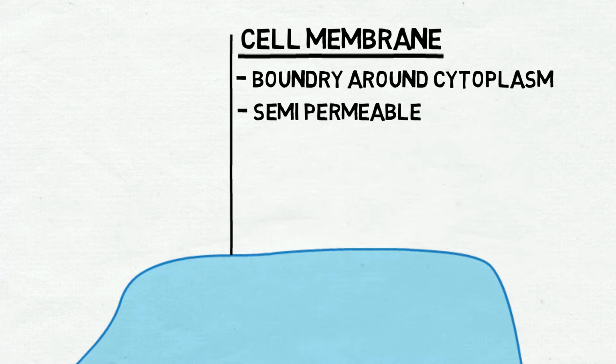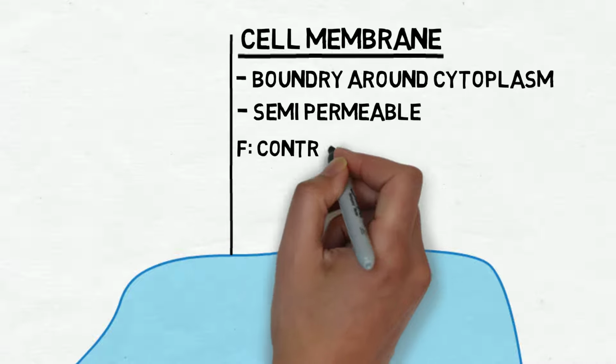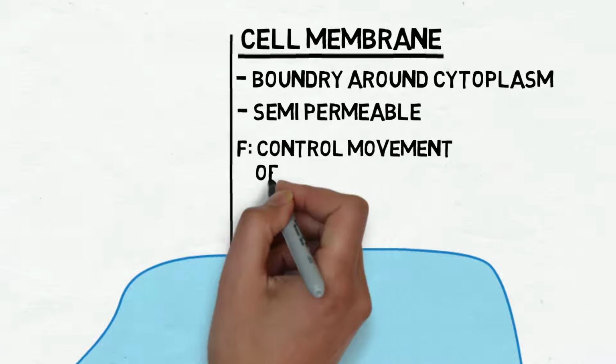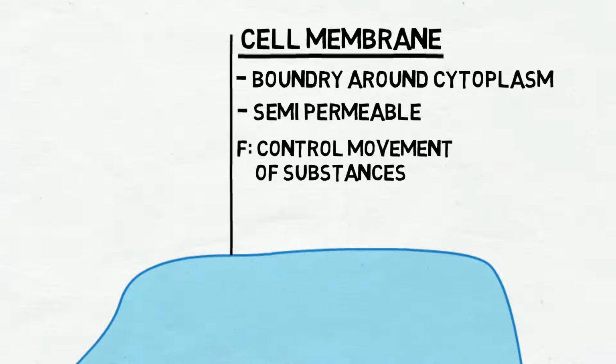Now, based on these structural properties of the cell membrane, we can start to understand its function. It forms a boundary around the cell and it allows certain substances through. So the function is to control the movement of substances into and out of the cell.